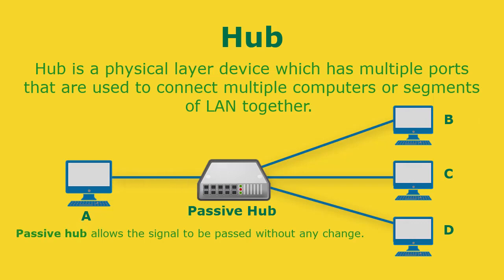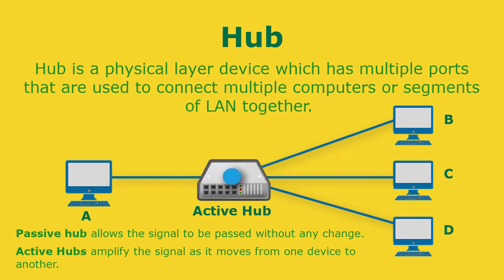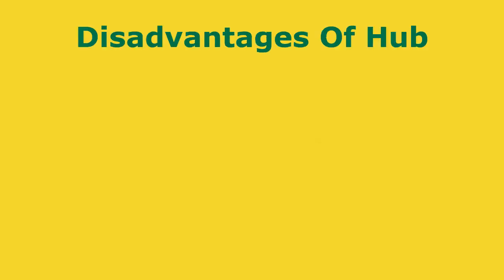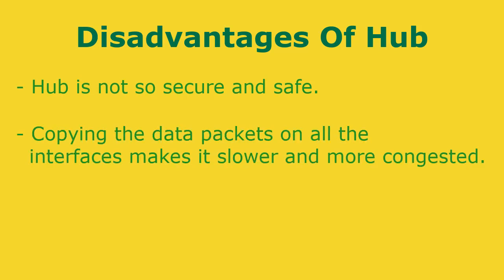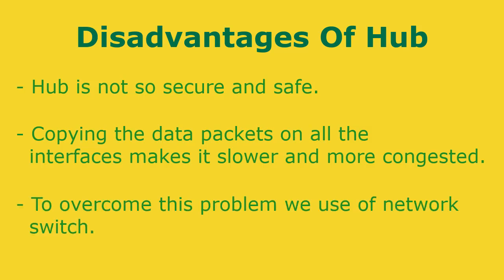A passive hub allows the signal to be passed without any change. An active hub amplifies the signal as it moves from one device to another. That helps to extend the range of the network without using repeaters. A disadvantage of a hub is that because of its working mechanism, a hub is not so secure and safe. Moreover, copying the data packets on all the interfaces or ports makes it slower and more congested, which led to the use of the network switch.